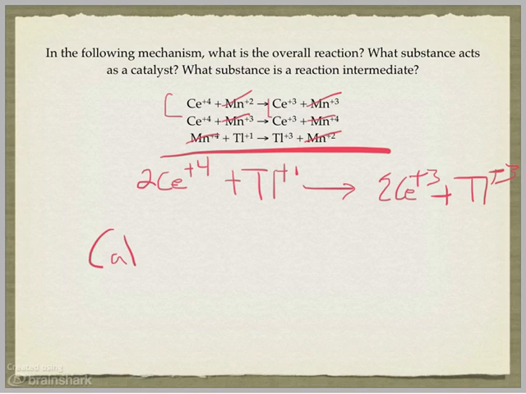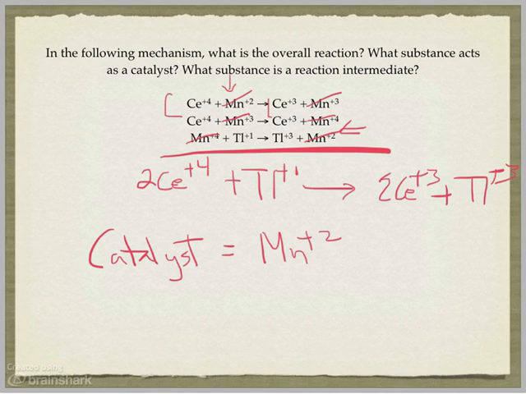Now, as far as your catalyst goes, again, you're looking for a substance that happened as a reactant first and then a product. So if you look through this, you'll notice that Mn+2 happened as a reactant there and happened as a product there. So that would be an example of a catalyst. Now, if you keep looking, you have an Mn+3 that happens as a product first and then a reactant. Same thing with Mn+4, product first, then a reactant. So those would both be reaction intermediates. So you can put those down as that.